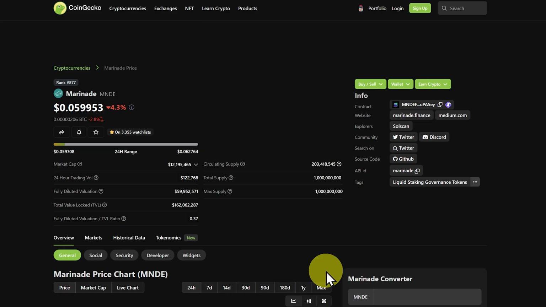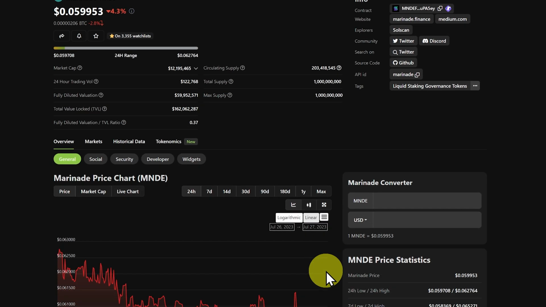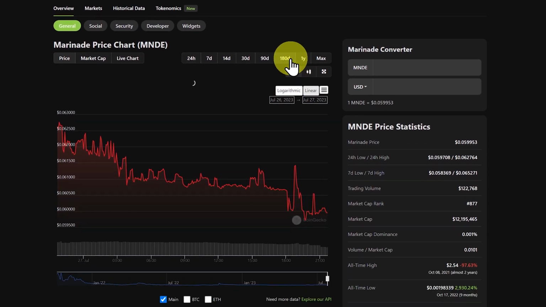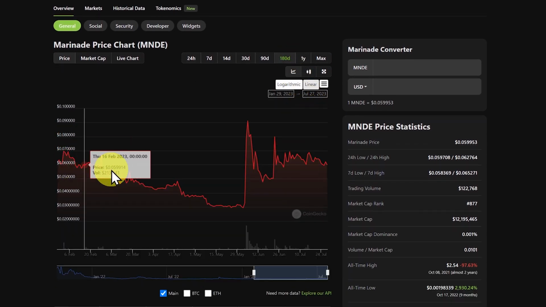In the previous tutorial, you may have seen that the Marinade token was given as a reward as well. So let's have a look at that over the last 180 days. It's also been pretty stable. This is a governance token and it basically gives you more say over Marinade. So you may find this a little bit more valuable.